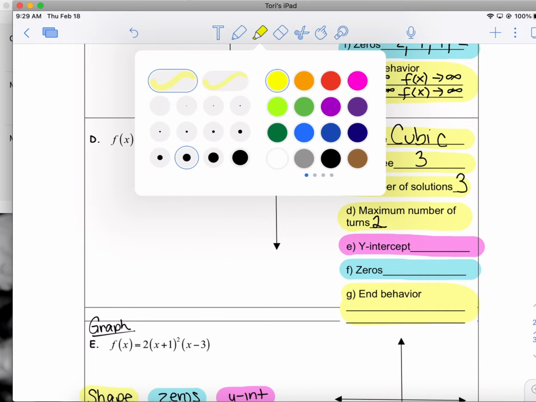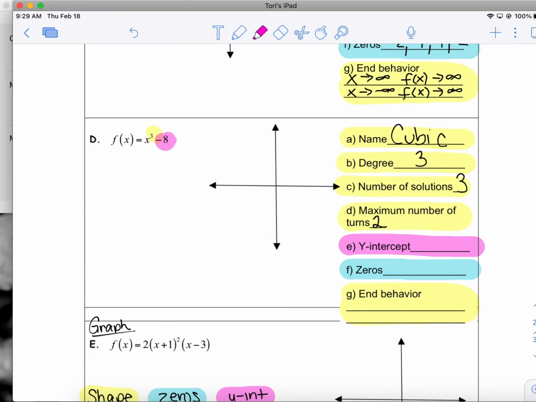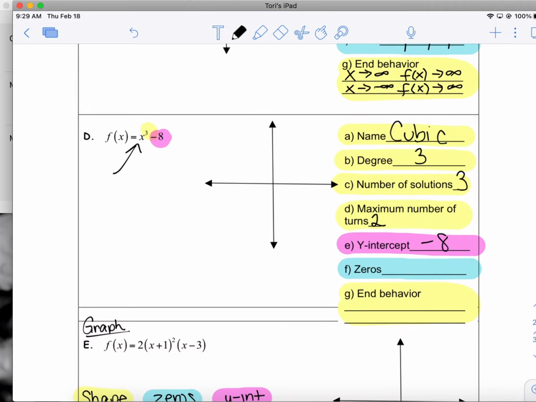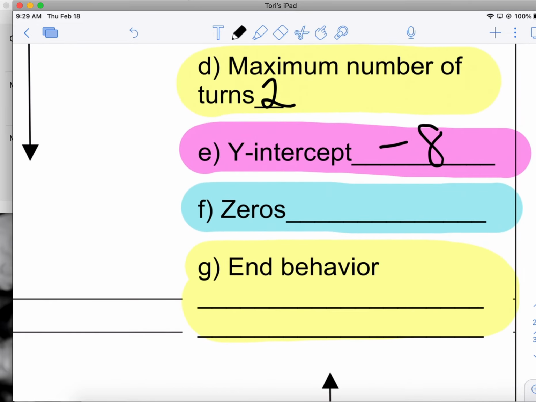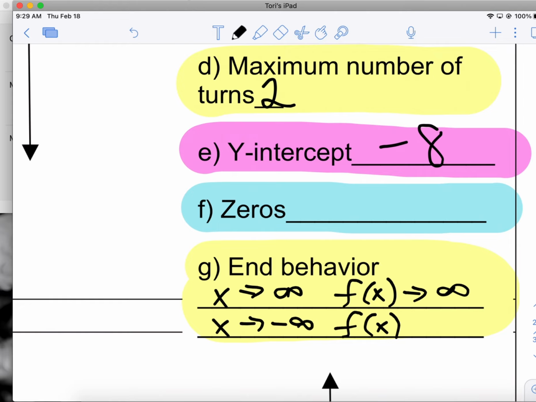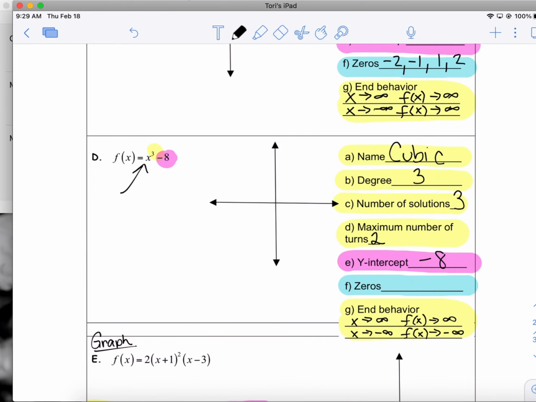In standard form, we know what our y-intercept is. It's going to be a -8. And I know that since my leading coefficient is positive, and we are an odd function, then as my x goes positive, so does my f of x. And as my x goes negative, so does my f of x go negative also. Okay? All right, so we're facing something like this still.